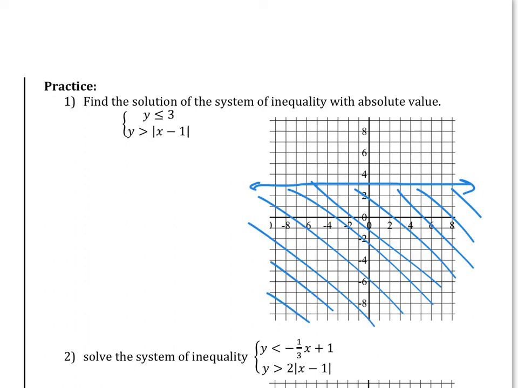The second one is an absolute value. So just a reminder of how to graph absolute value. First, find the vertex. The vertex is at 1, 0. This one has a positive slope of 1, or what we kind of call slope of 1. This is a greater than, so dotted line.